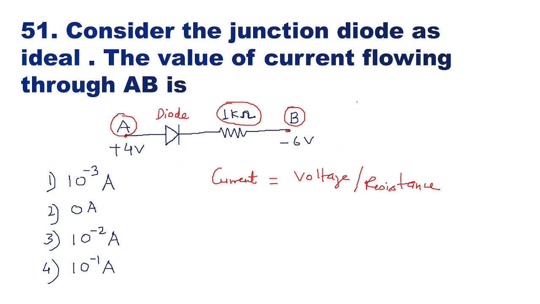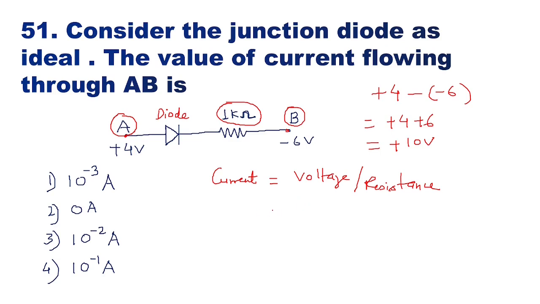If you see, the point A has a potential of plus 4 volt and point B has a potential of minus 6 volt. So the difference of the 2 potentials will be plus 4 minus of minus 6, which is nothing but plus 4 plus 6. This is nothing but plus 10 volt. So the potential difference between A and B points will be 10 volt.